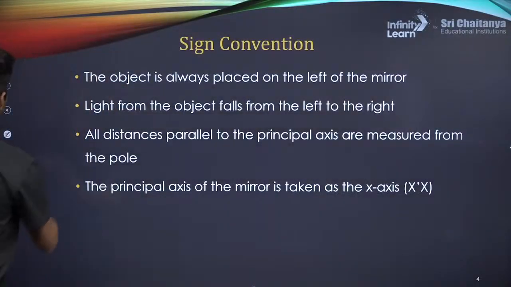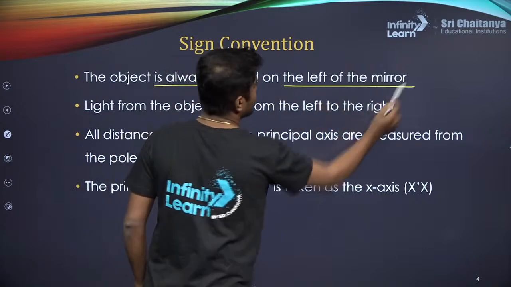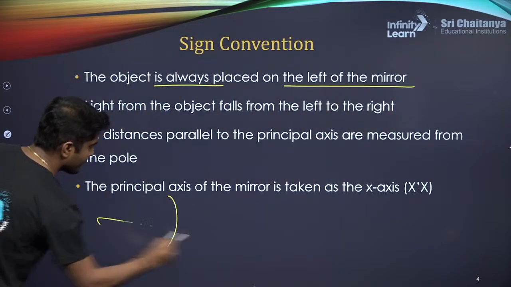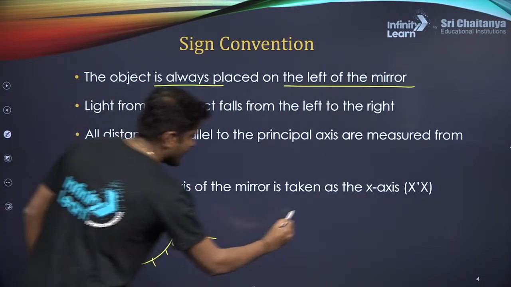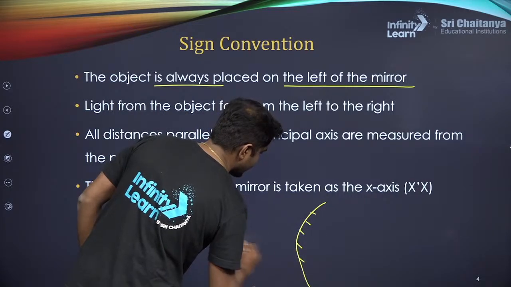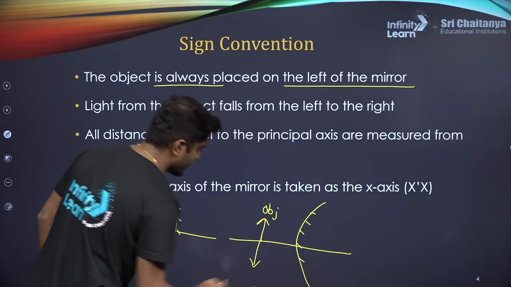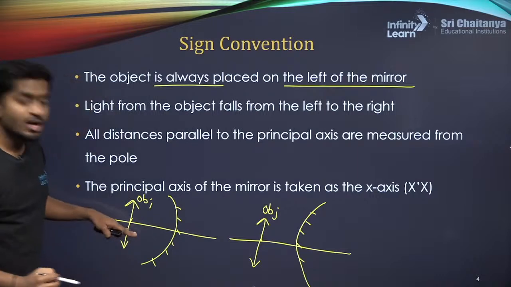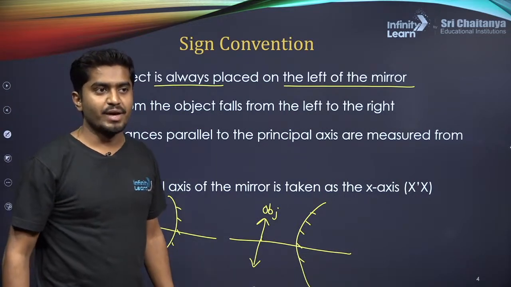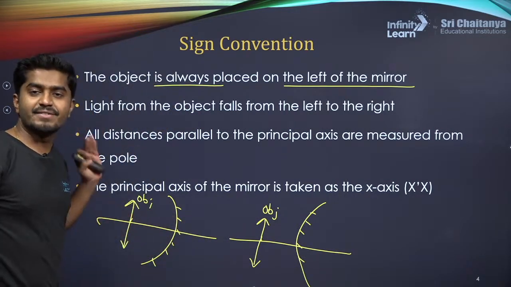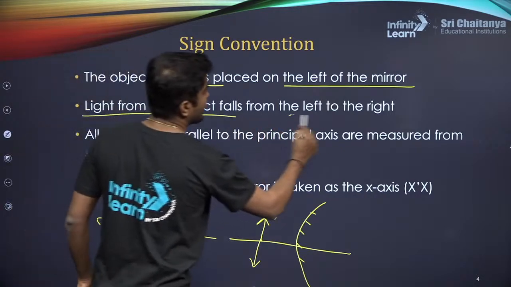So now there are some rules which you should know. Object is always placed left of the mirror. If it is a concave mirror, this is where you place the object. If it is a convex mirror, again there is a principal axis, and again you place the object. But you can place the object below as well, right? There is no such thing that the object should always be above. The object can be below the principal axis as well, but it has to be on the left side in both the cases.